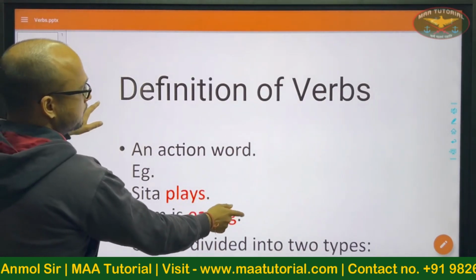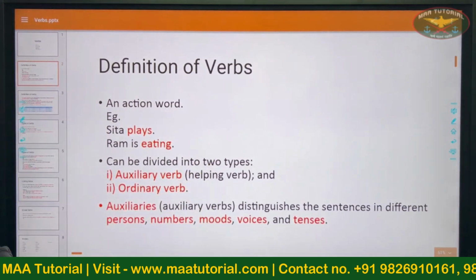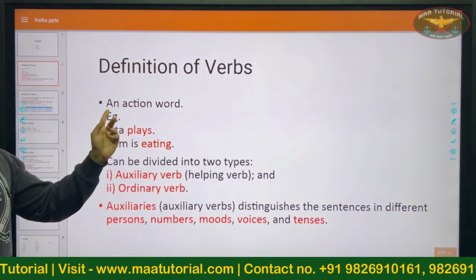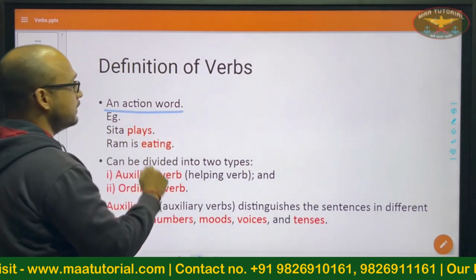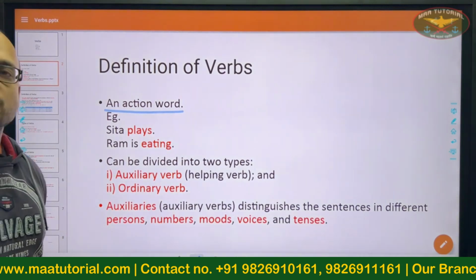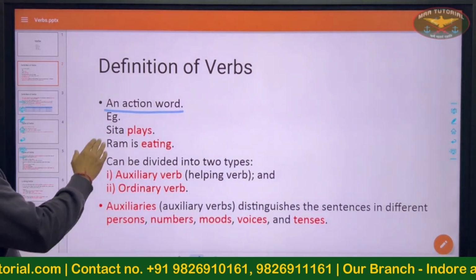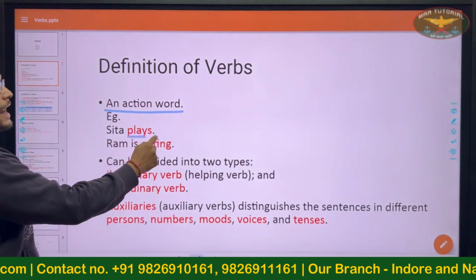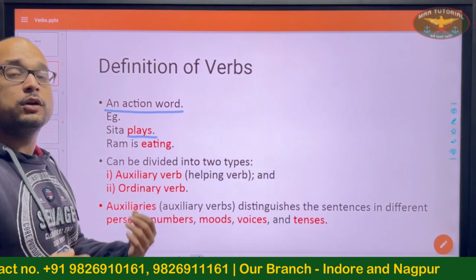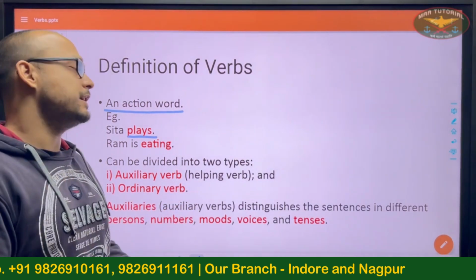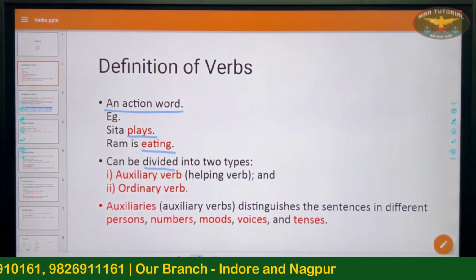What is a verb? A verb is an action word. Any word that denotes an action, any word that tells us about something that is happening is a verb. For example, Sita plays. Plays is an action, playing anything. They might be playing an instrument or they might be playing a sport like tennis. Ram is eating. Eating is an action. Both of these are verbs.